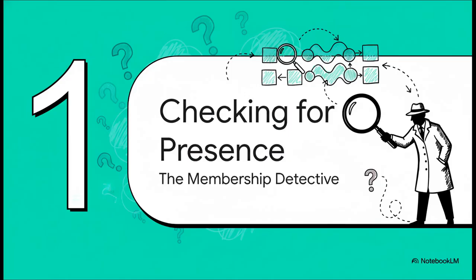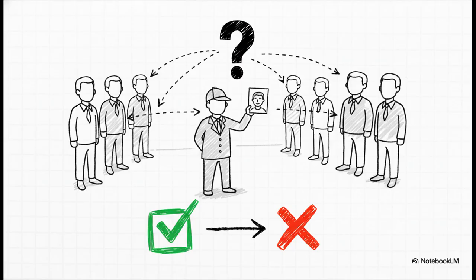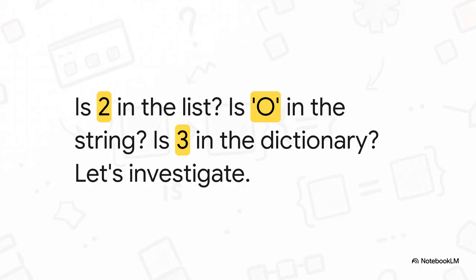First up on the case is our membership detective. This investigator has one mission and one mission only, to find out if a particular suspect is part of a larger group. It is all about confirming presence. The tool for this job? The in operator. Think of it like this. You're showing the detective a photo and asking, hey, is this person in the lineup? It simply checks if a value exists somewhere inside a sequence and gives you a straight-up true or false. Nice and simple. So let's look at some evidence.